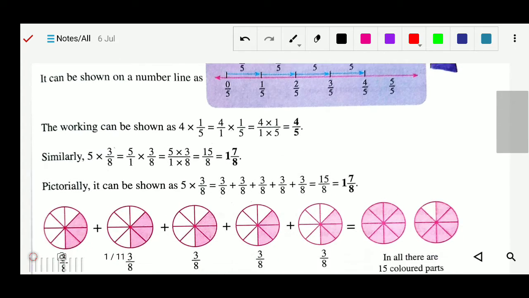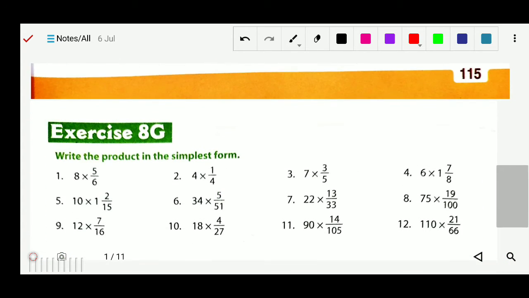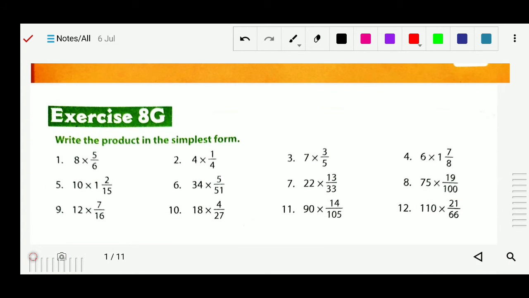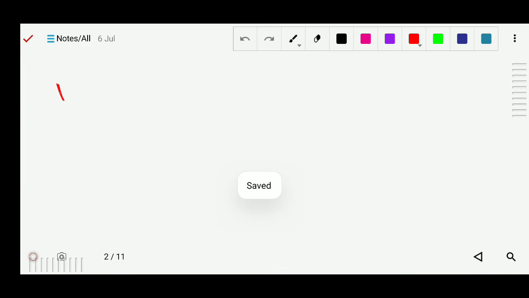So now we are going to solve exercise 8g. Take out exercise 8g, page number 116. The first question is 8 into 5 by 6. So we will solve it.